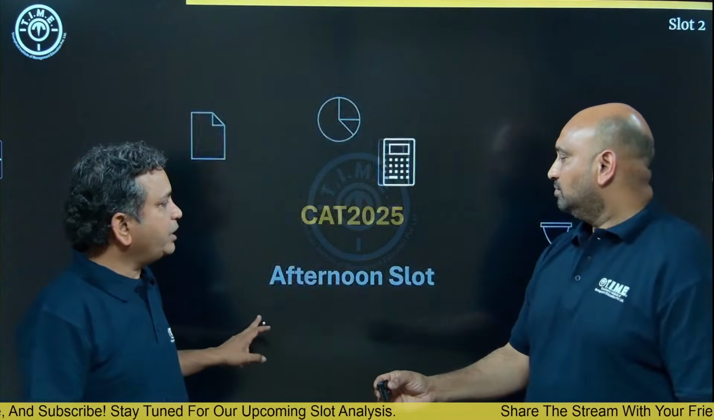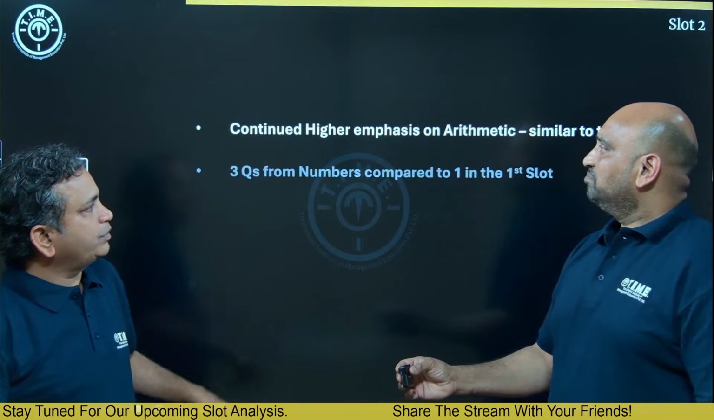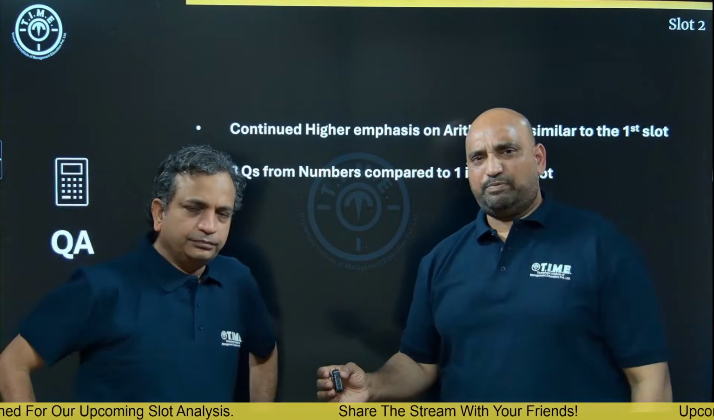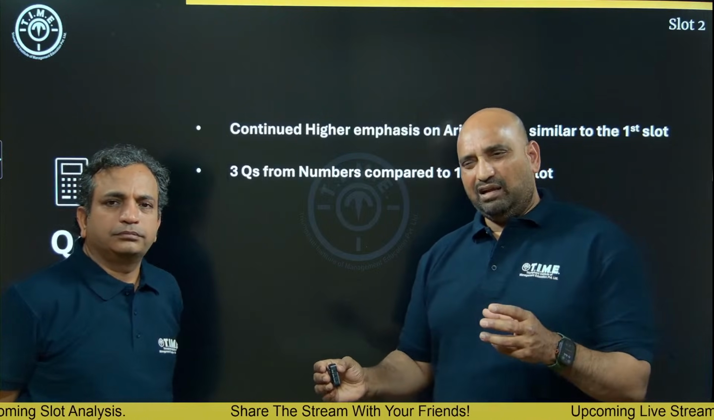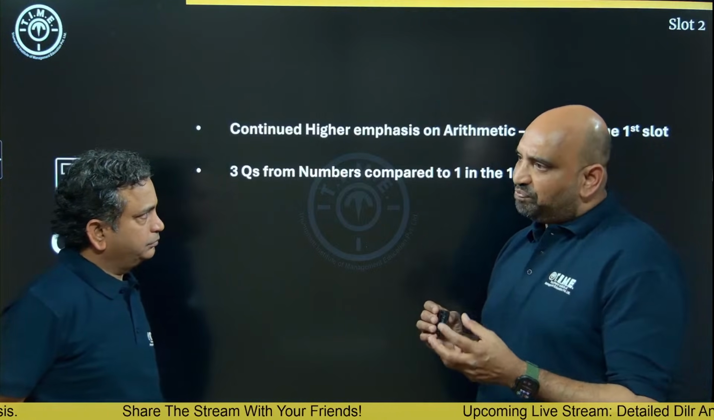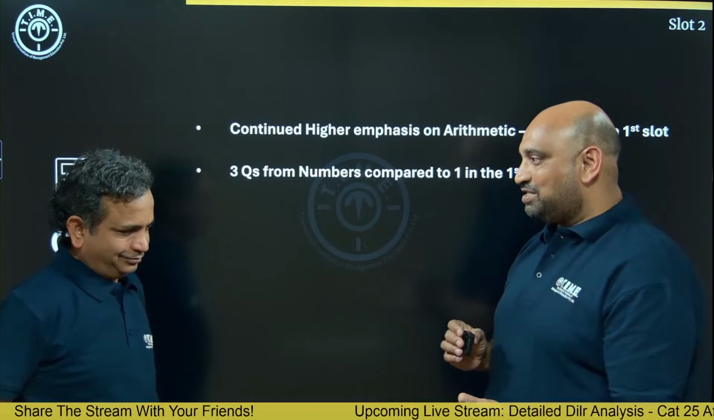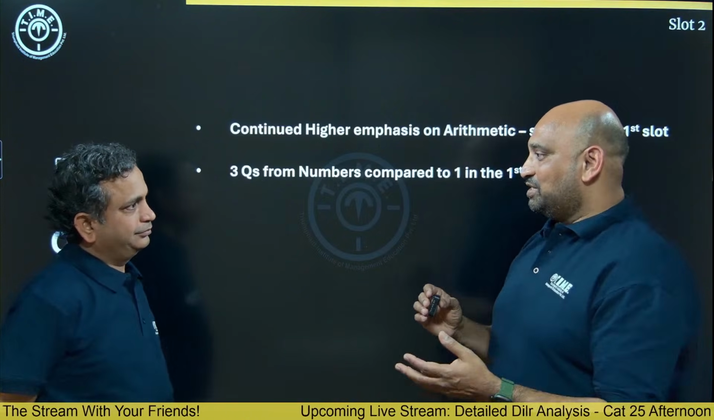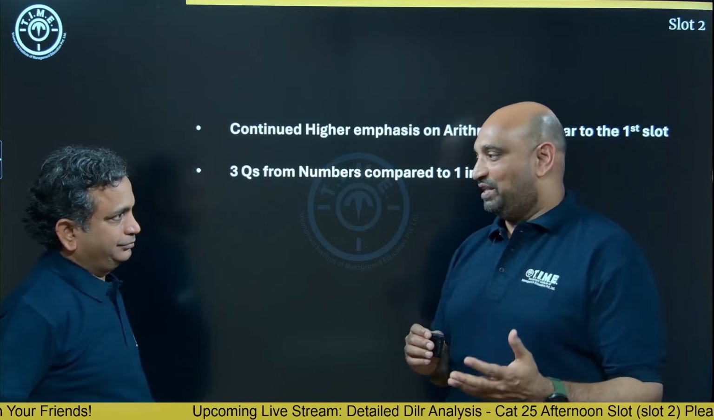Okay, let's now look at what Quant has in store for the CAT takers today. So Sai, what would you say about Quant? It was not very different from slot 1. By the compositional aspects, you found that some of the areas were a little better represented, I would say. For example, an area like numbers. And then you find that geometry was there, 3 questions, and that would have delighted a lot of people who are strong with their geometry basics.